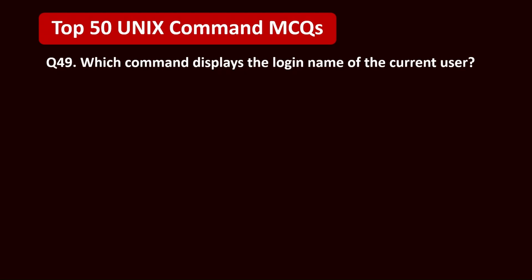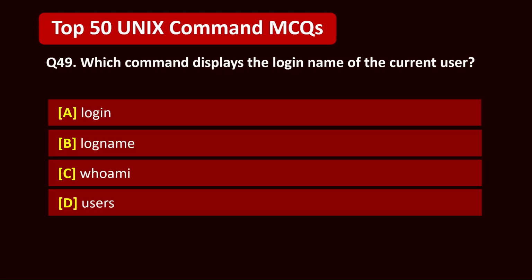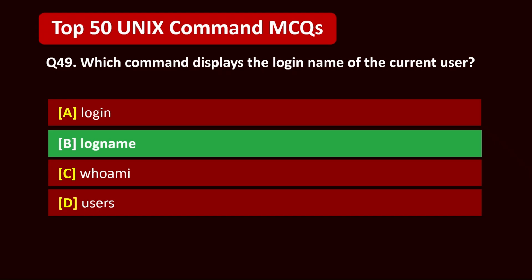Question 49. Which command displays the login name of the current user? A. login, B. logname, C. who am I, D. users. Correct answer is B. logname.